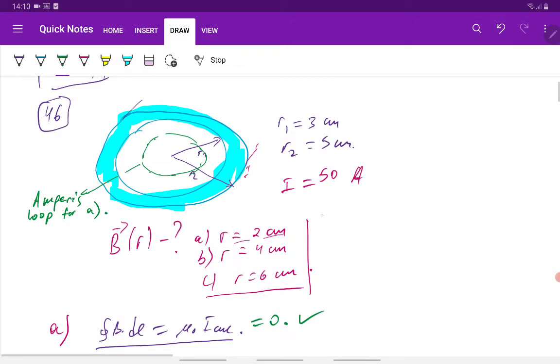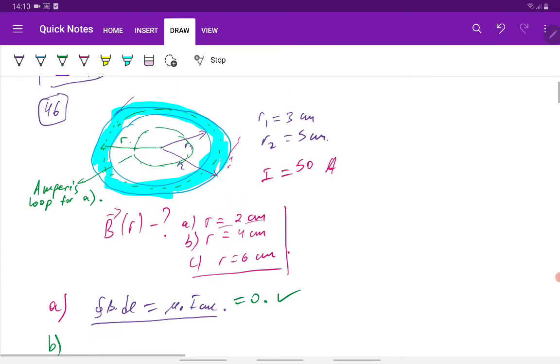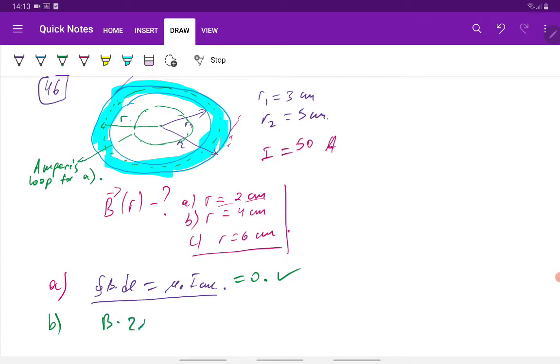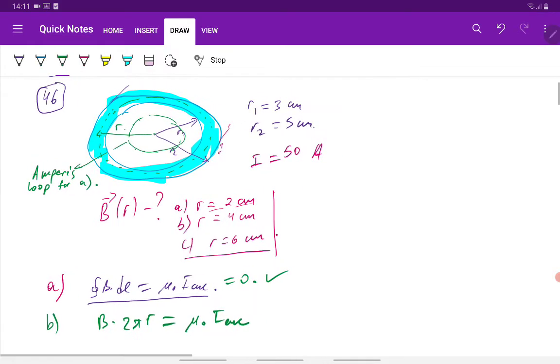Part B, r equals 4 centimeters. We know that 4 centimeters is between R1 and R2. So let's put the Ampere's loop inside this conductor. So this radius is r now. How will we calculate? For all these Ampere's loops, it's cylindrically symmetric because the current goes into the page. So we will have B 2 pi r, and this is also automatic. I hope that you know it immediately. Equals mu0 I enclosed. So what is I enclosed here?